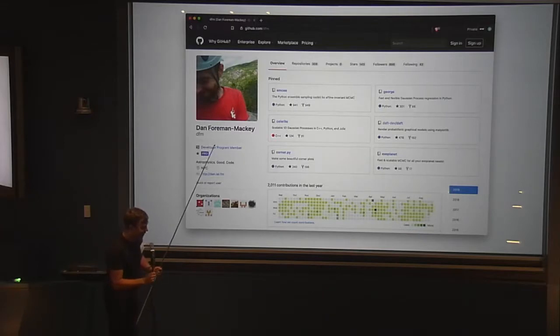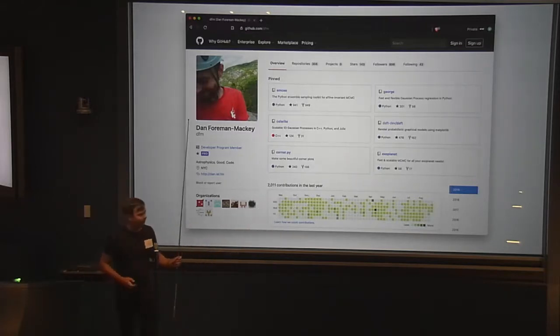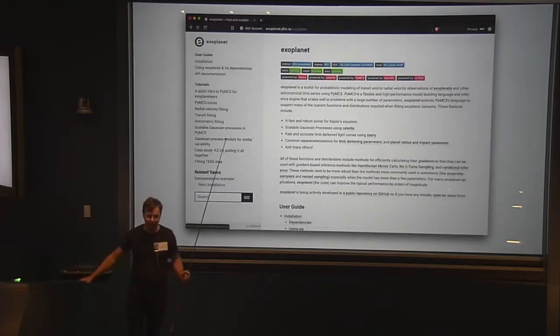But I spend most of my time developing software and methods for data analysis and astronomy. I've spent a lot of time working on Markov chain Monte Carlo methods. I have several projects like Celerite and George for doing Gaussian processes. And then the one that I'm most excited about is this one called Exoplanet. And that lives right here on this website.